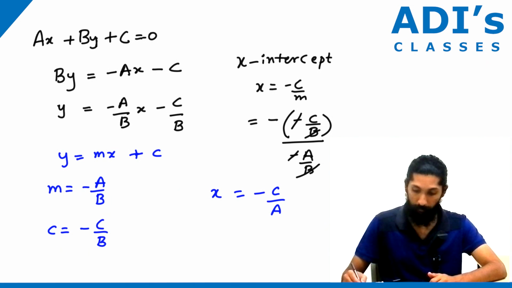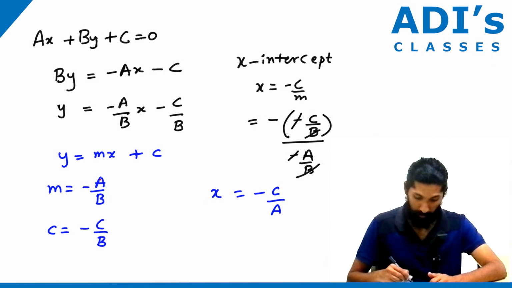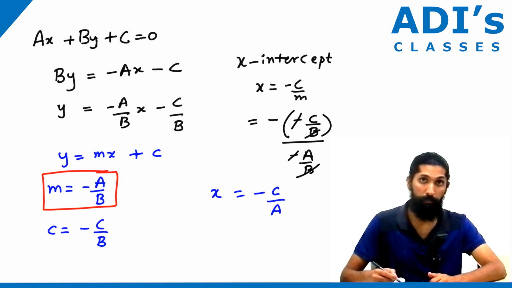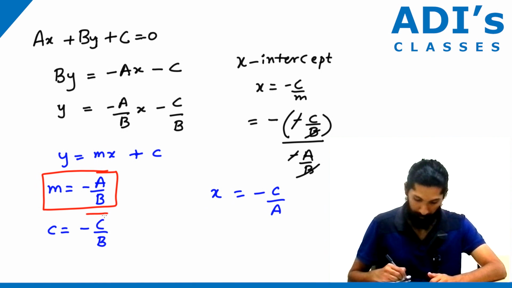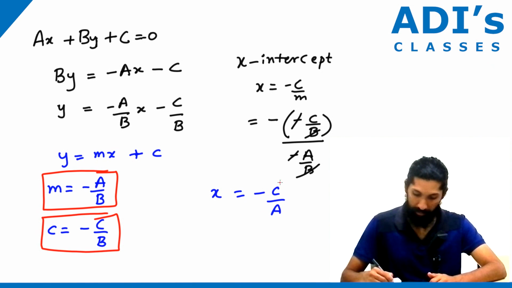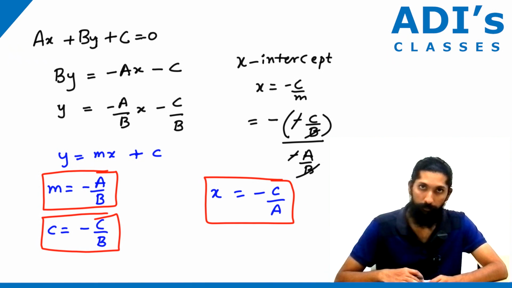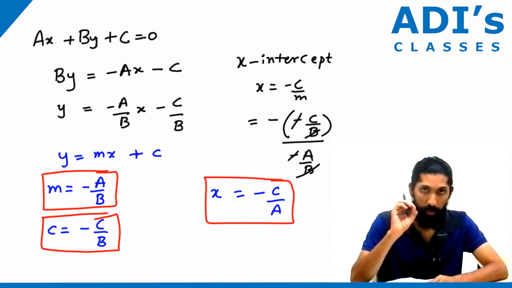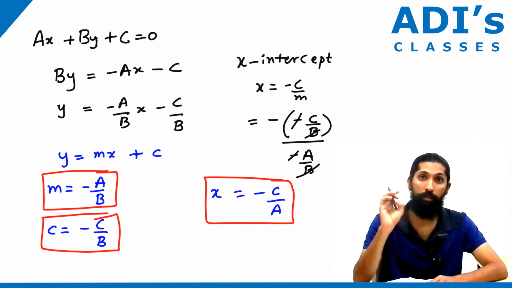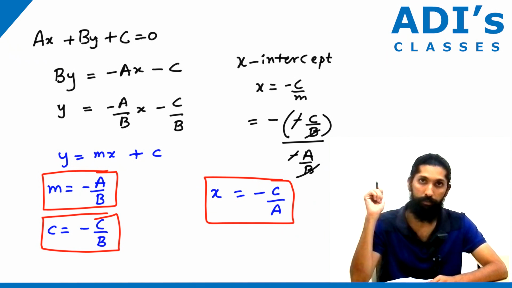So now what do we have? We have three important things. The slope is given by this, minus a by b. The y-intercept is given by this. The x-intercept is given by this. Fair enough? So with the general form, we can get the slope and both the intercepts.